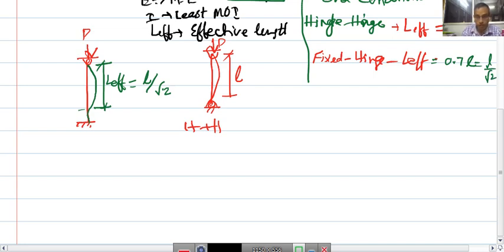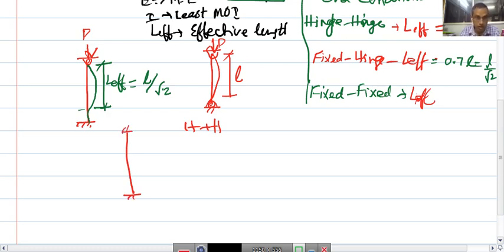Okay. Next column, let us say fixed and fixed. So, in the fixed column, the effective length will be, very clearly again I am giving you here, this is a column fixed, this is fixed. So, the deformation can be seen only at some distance like this. The length which is buckled is your L effective, which is nothing but L by 2. Half of the length only got buckled, which is equal to L by 2.